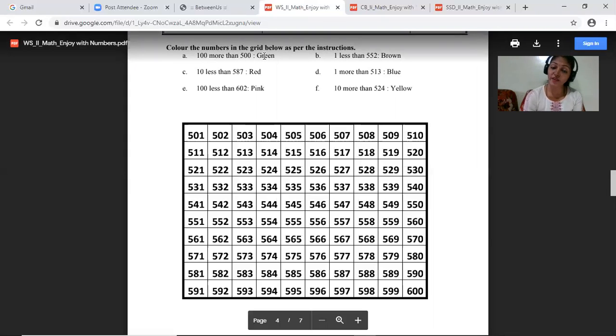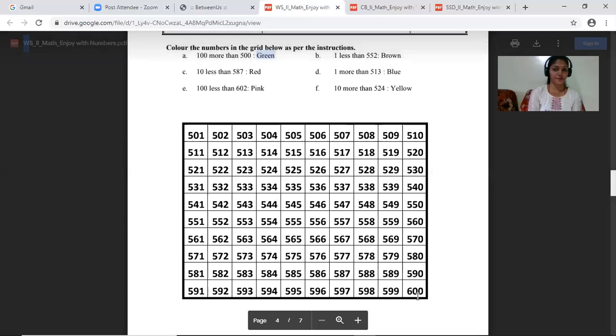100 more than 500. First, you locate the number. 100 more than 500. What is the answer? Are you ready with the answer? 100 more than 500. So which place should change? 100 place. So what is the answer? 600, right? So you have to give this green color. You have to give green color to the number 600. Is it clear how to do it?